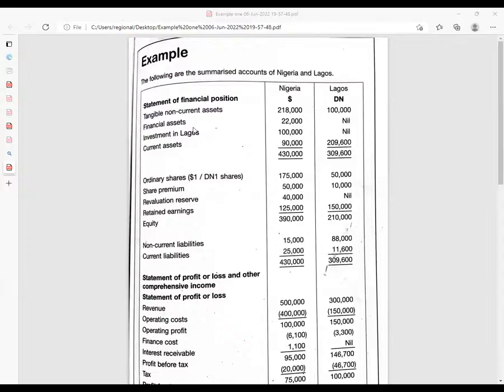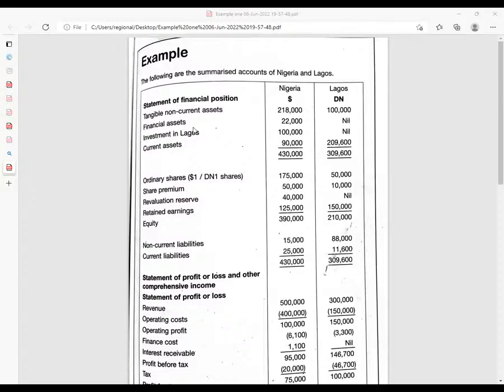I'll mention there that the name of the company is Nigeria Group. The Nigeria Group statement of financial position. Then copy those items from top to bottom. You start with tangible non-current assets, right?